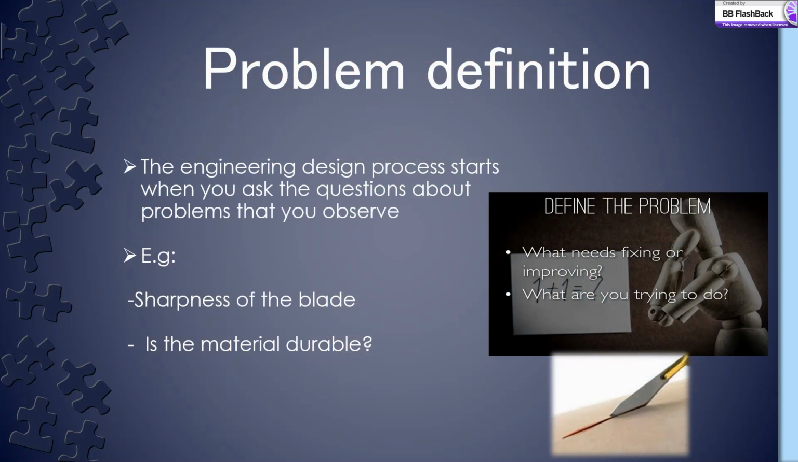The first is problem definition. The engineering design process starts when you ask questions about the problems that you observe. What needs fixing or improving, or what are you trying to do? For example, historically, the preferred material for surgical scalpels was silver, on account of its antimicrobial properties. By using a zirconium nitride coated edge, this will improve sharpness and edge retention.